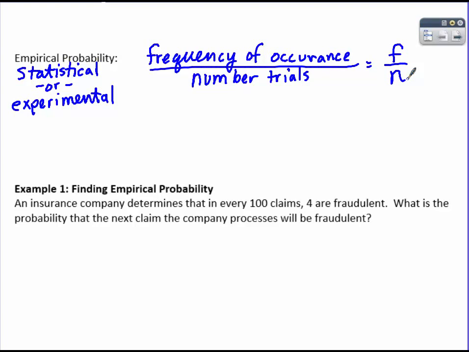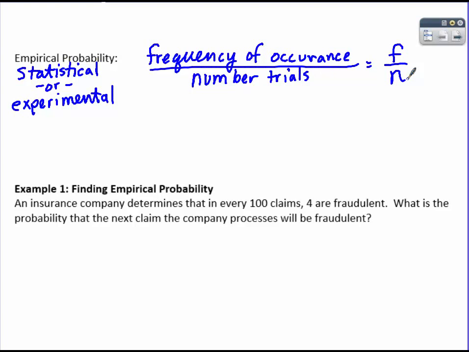So it's sort of difficult to see what's going on until we actually get into an example. So example 1, finding empirical probability. An insurance company determines that in every 100 claims, 4 are fraudulent. What is the probability the next claim the company processes will be fraudulent?